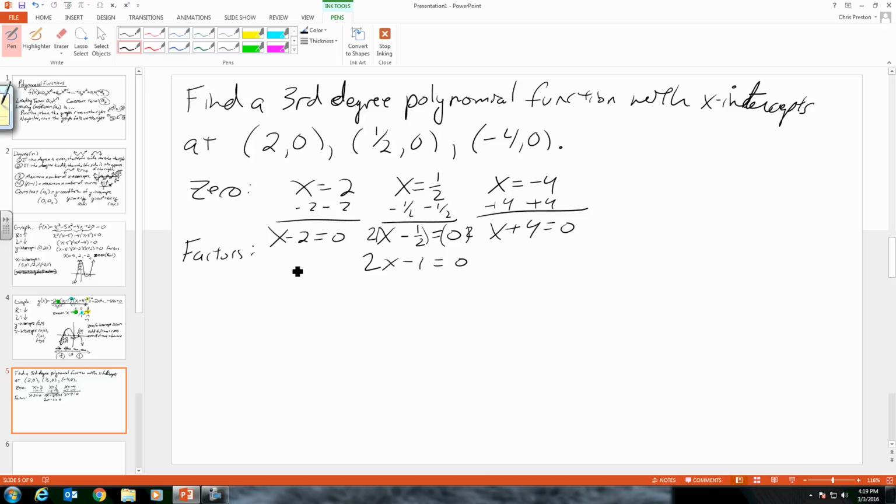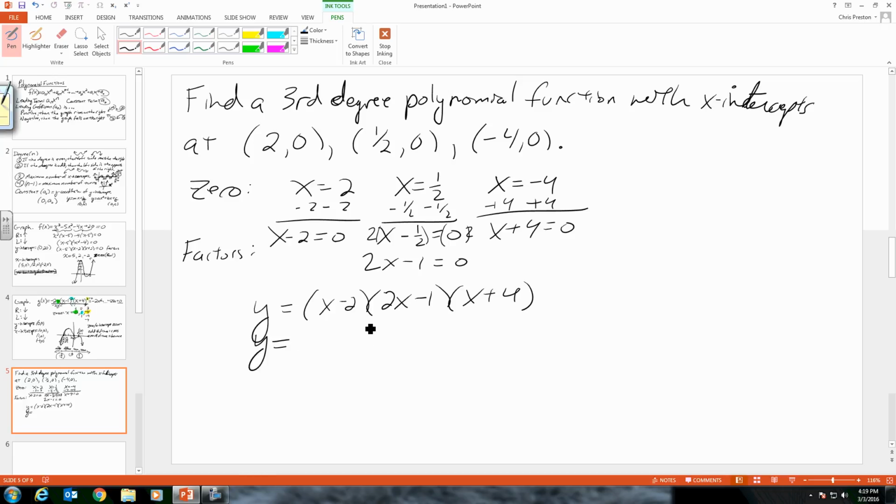And what we're going to do is we're going to say y equals these factors multiplied together. And if we're going to multiply this out, then just remember that we're going to multiply three things out. You want to multiply two of them together, get an answer, multiply that by the third one.